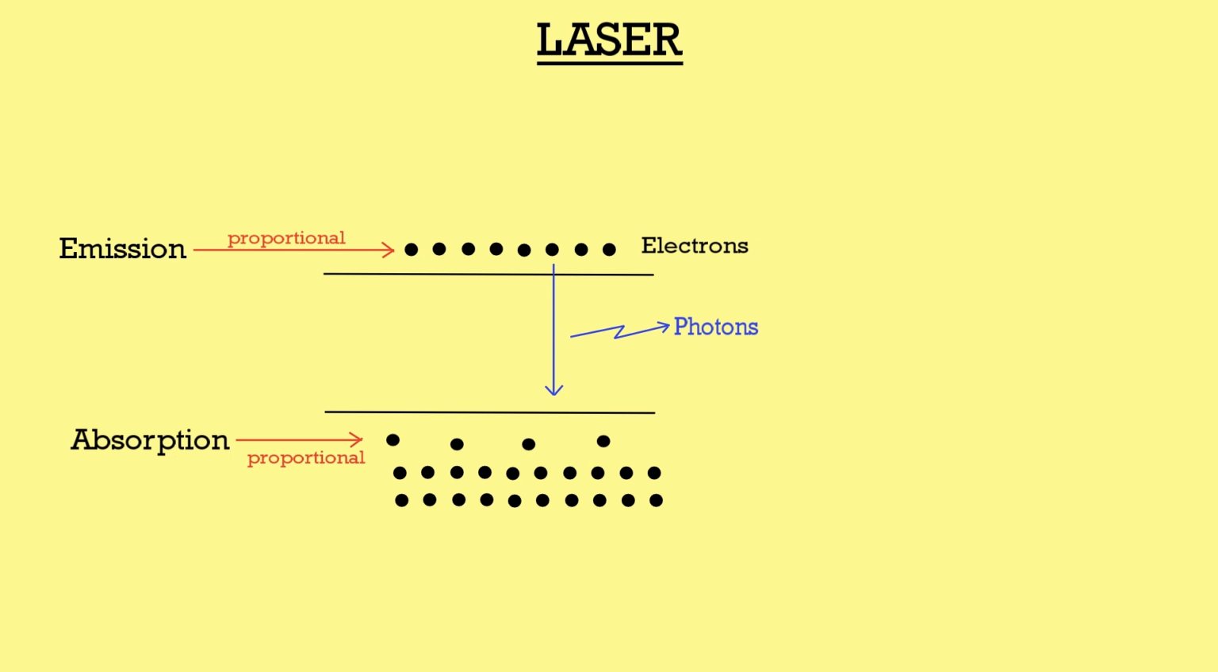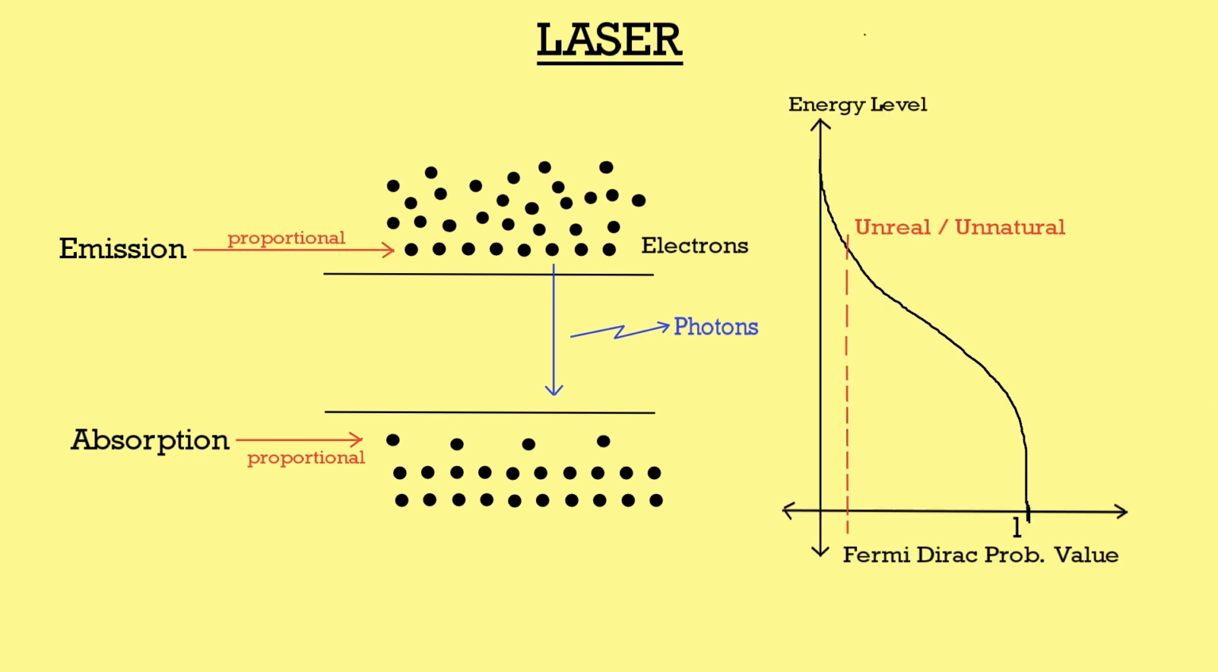One way to increase the output is by increasing the number of electrons in the conduction band such that more recombination will take place, emitting high intensity light. But this is quite an unnatural phenomenon, as you know from the Fermi Dirac function that the probability of finding an electron in the conduction band is smaller than in the valence band, at least in equilibrium.